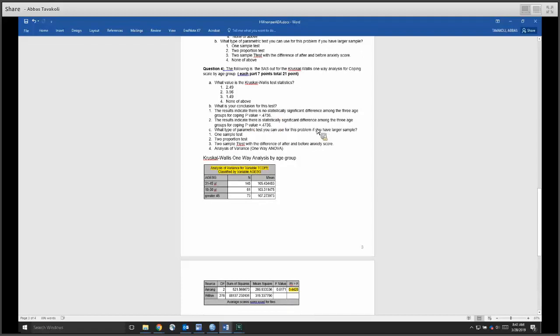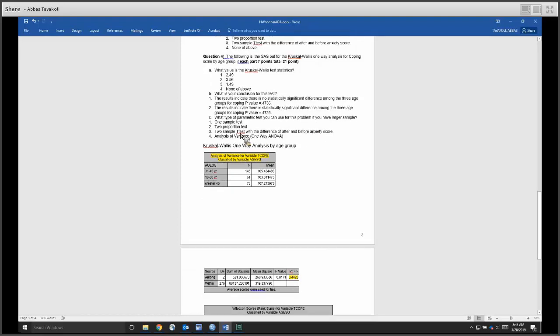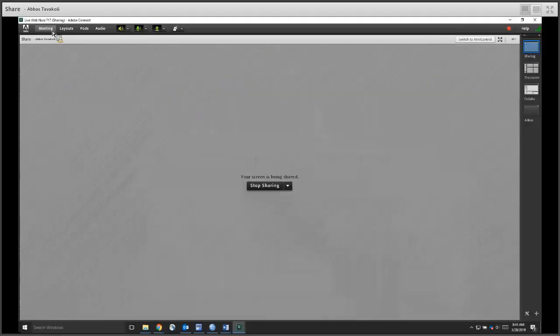Again, you're looking at the p-value. If your p-value is less than or equal to alpha, you reject your null and conclude the alternative. Otherwise, you fail to reject the null and cannot conclude the alternative. And then say what type of parametric test you would use here. So I hope these tips help you to complete this assignment.